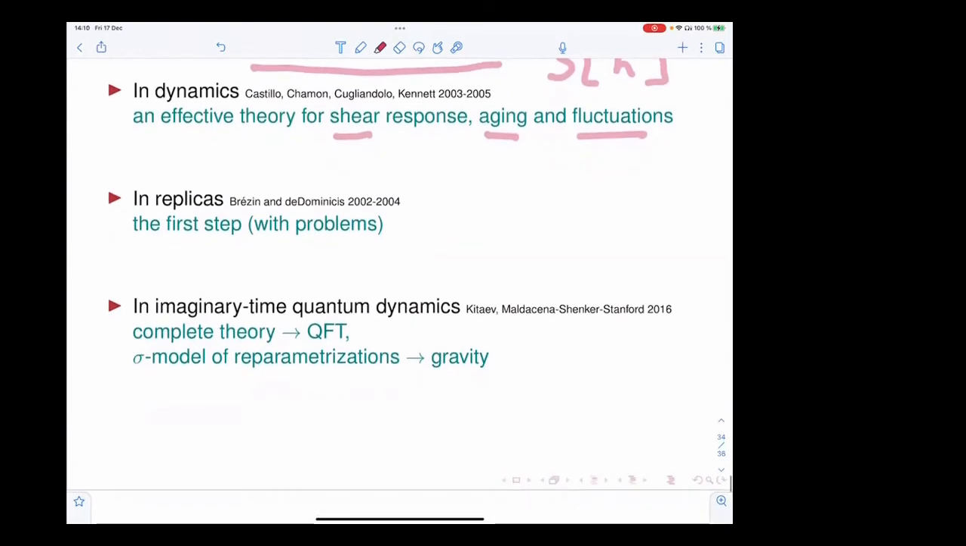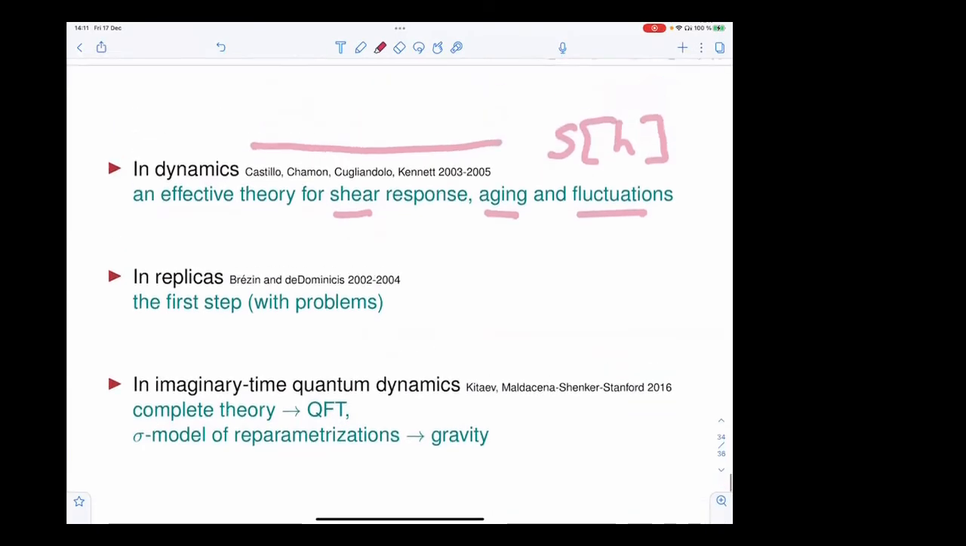In statics, one could ask the same thing. Reparametrizations are a bit more abstract in statics because they concern the replica space. They do not concern time. And it's a bit abstract to see what you mean by that. But in any case, something of the sort was attempted by Edouard Brezin and Cirano De Dominicis in a couple of papers in those years. They attempted a first step. They found some problems, and I would like to say a word or two about that in a while. It's incomplete too. So these two things have to be read, but they are in a way still incomplete.